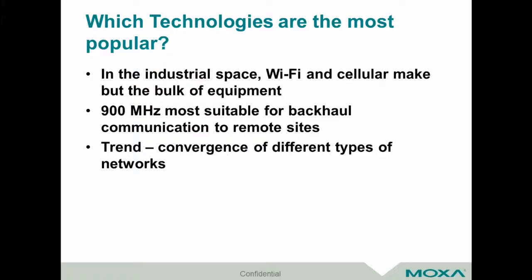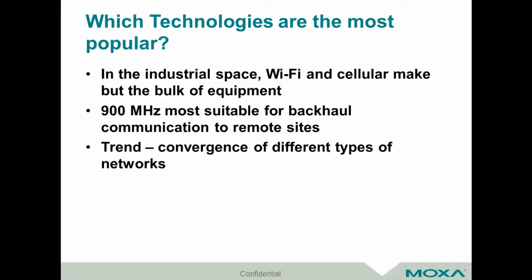Now, which technologies are the most popular? As I mentioned in a few of the previous slides, in the industrial space there are really two that are the biggest, and those are truly Wi-Fi and cellular communication. The reason for this is that not only are they fairly robust communication methods, but they're very widely available. You'll find almost nobody that doesn't have either a cellular connected device or a Wi-Fi connected device. That makes the spread of these two into the industrial space very popular. If you're trying to go long distance or bridge distant locations together, 900 megahertz is the one that has traditionally been the most suitable for that kind of long backhaul communication.